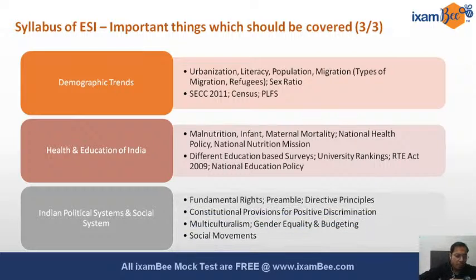So coming to the Indian political systems and social systems, so what are the fundamental rights? What is the preamble of the constitution? What are the directive principles? So what are the constitutional provisions for positive discrimination, for upliftment of the backward class of people, reservation of SC/STs, and so on? So what do you mean by multiculturalism? How do you define gender equality? What is gender budgeting, and which was the first country in the world to bring this concept of gender budgeting?